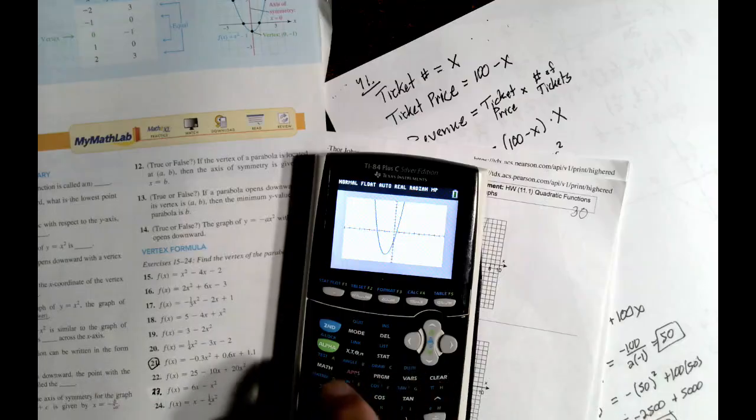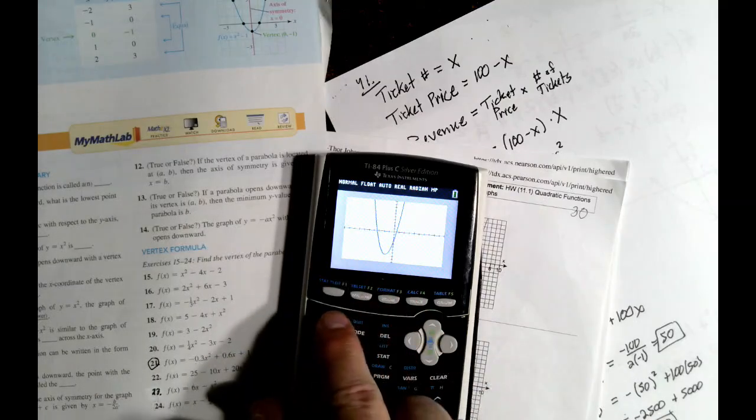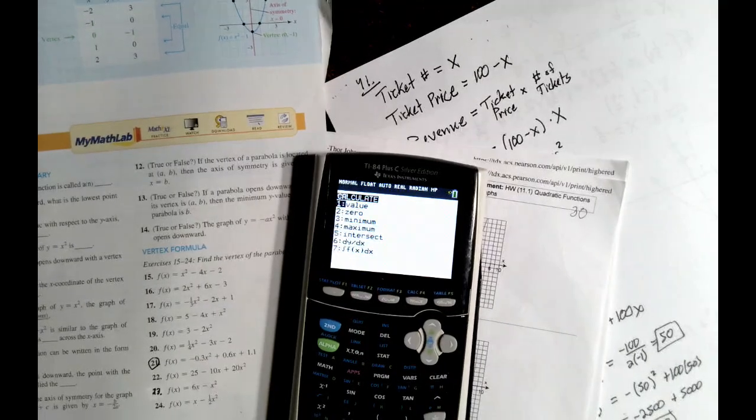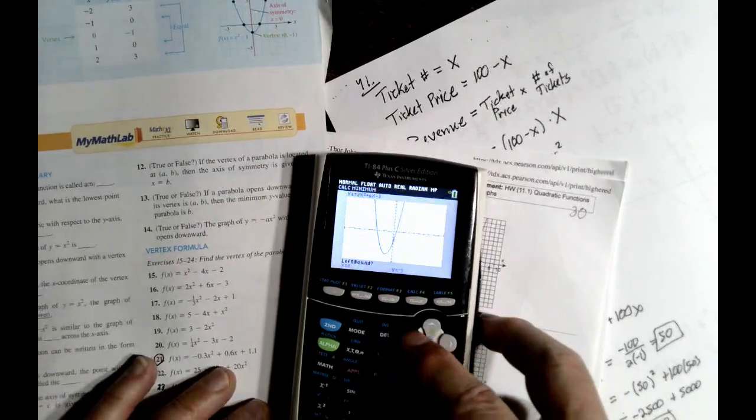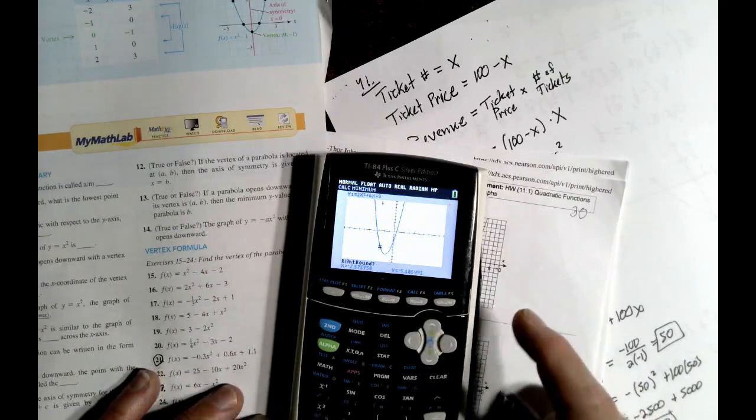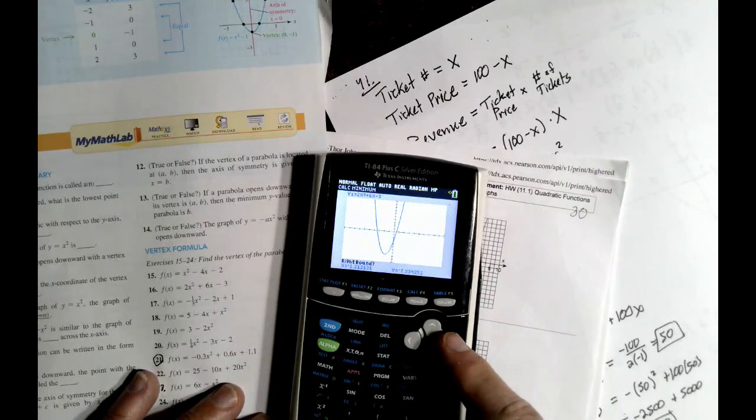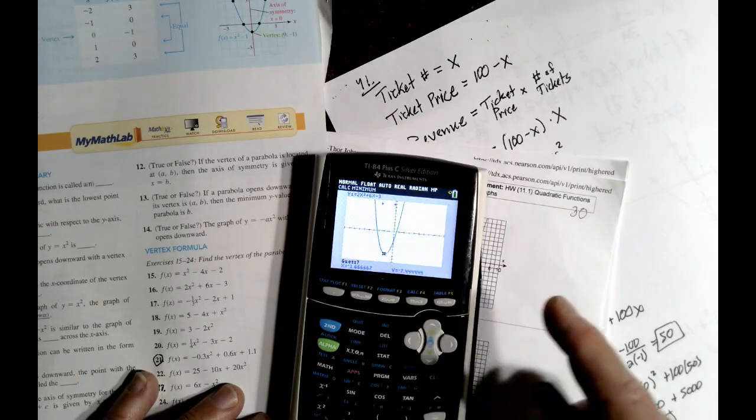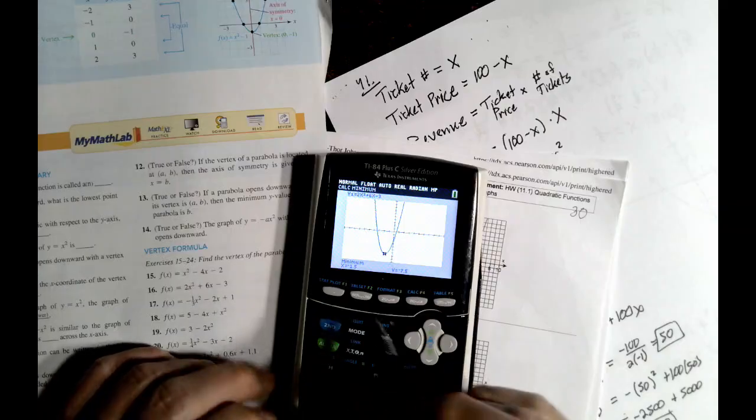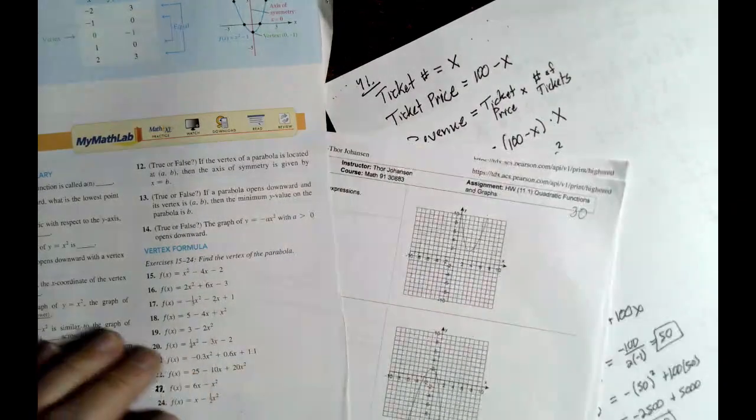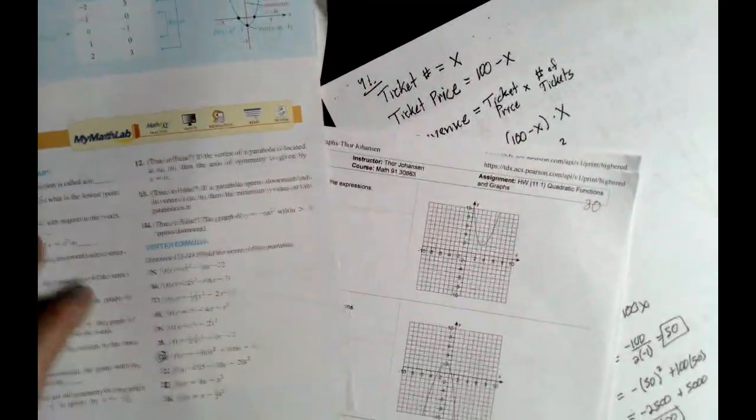So how do you find the minimum vertex there? You hit second, trace, and you choose minimum for 3. Now if it was the maximum, you'd choose 4. So you move to the left of the point, you hit enter, move to the right of the point and hit enter, and move back to the point itself and hit enter. And there's your answer, negative 1.5, negative 7.5. And you can do that for any of these problems. You can graph these all using your calculator.